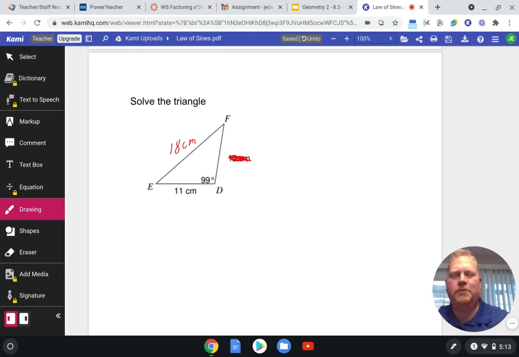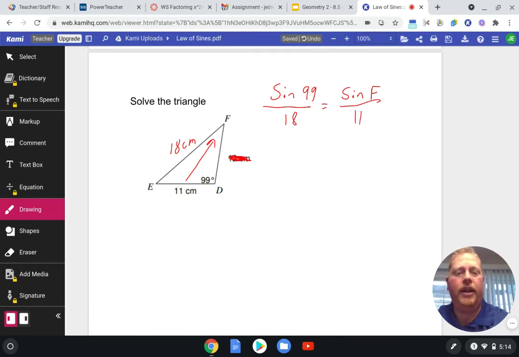The reason I did that is because now I have an angle and its opposite side, and one other piece of information. So I'm going to start off with the law of sines, the sine of 99 over 18. And then I'm going to use that 11 centimeters to help me find angle F. So that will be the sine of F over 11.